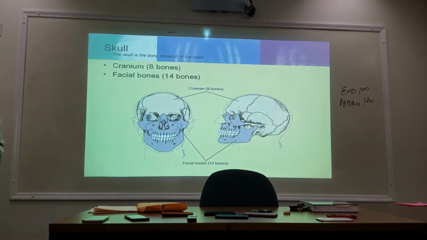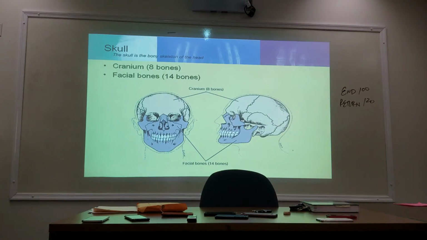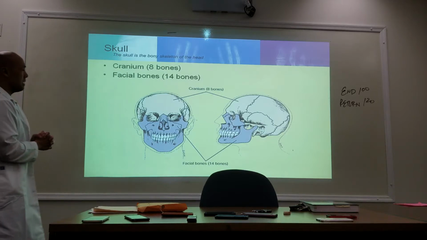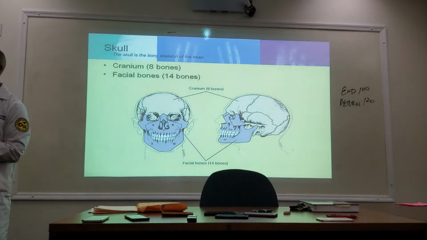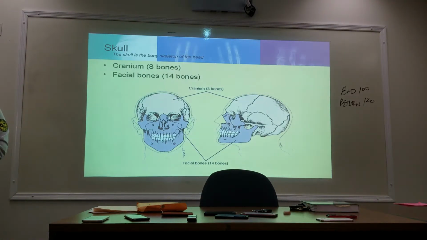The skull is the bony skeleton of the head. We're going to break this down into 2 different sections. Today we're going to cover the cranium, and then the next couple of weeks we'll talk about the facial bones. So the cranium consists of 8 bones, whereas the facial bones consist of 14 bones.